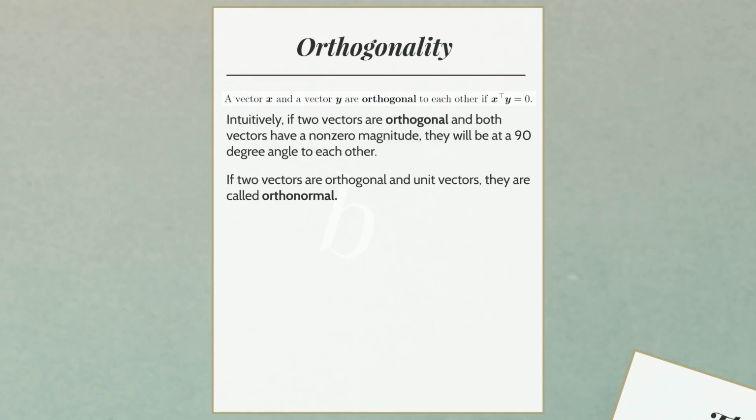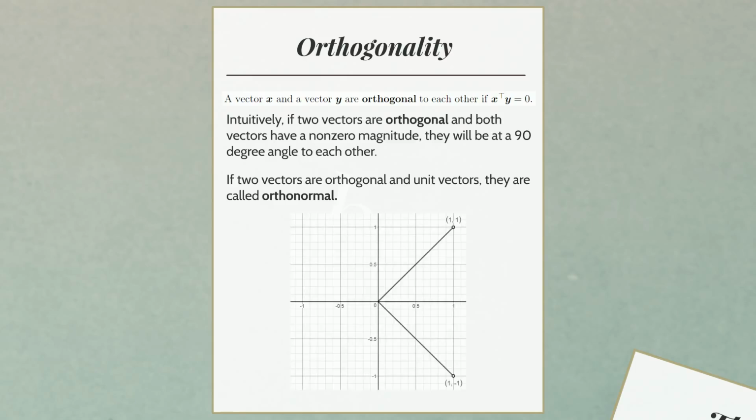We can also extend upon that and say if two vectors are orthogonal and they're also unit vectors, they are called orthonormal. So this is just a combination of normalization as well as orthogonality, and we get orthonormal as a result. Here's an example of orthonormal vectors. We have two vectors here, 1, 1 and 1, -1, and they're at a perfect 90-degree angle to each other in this two-dimensional space, and they're also normalized as well.